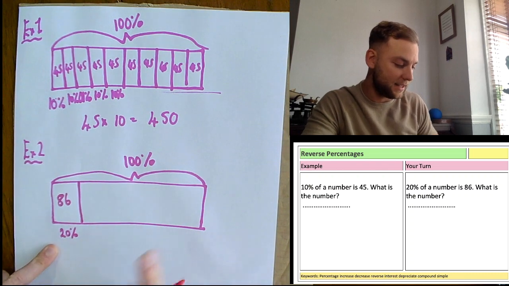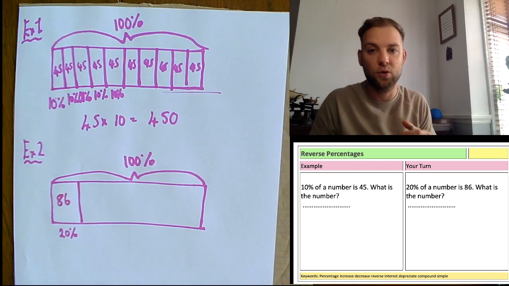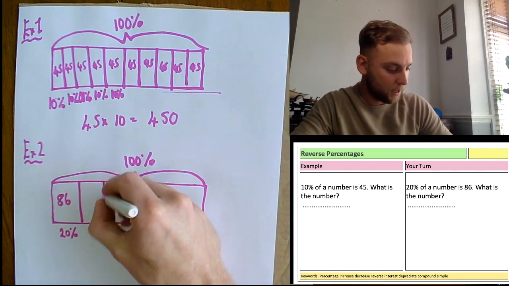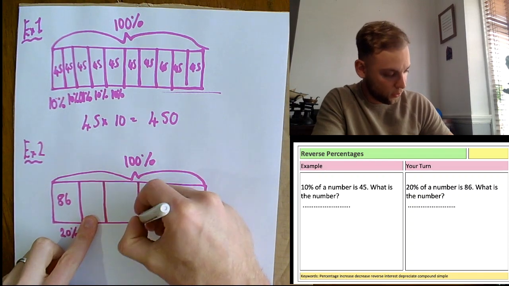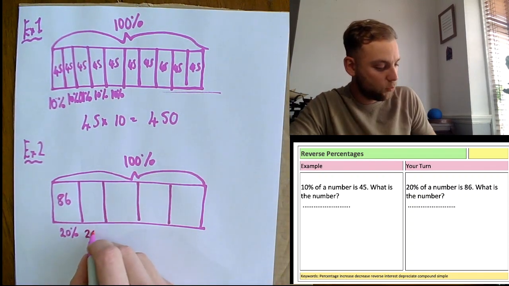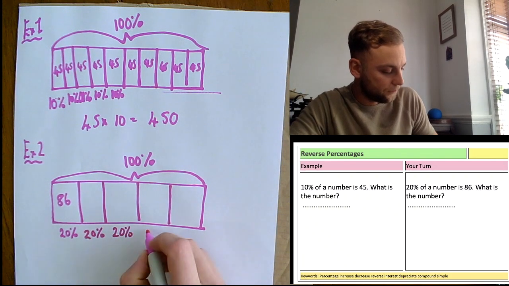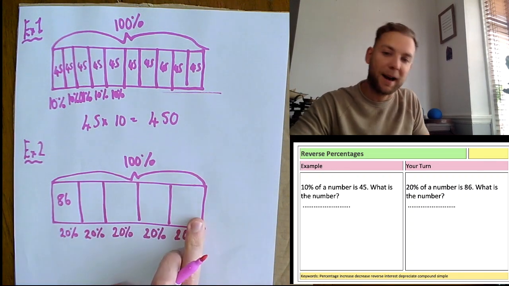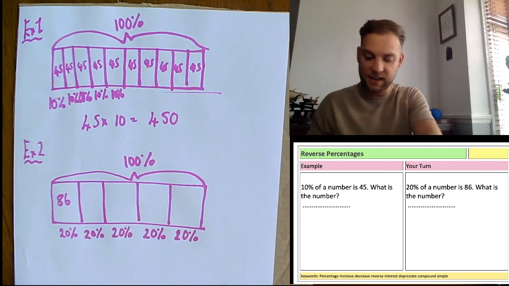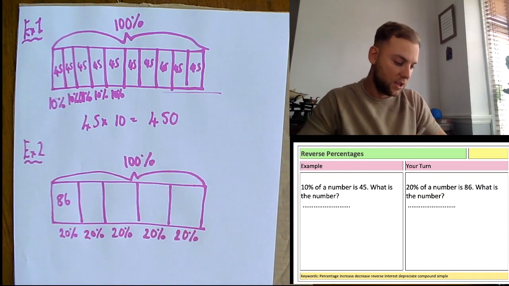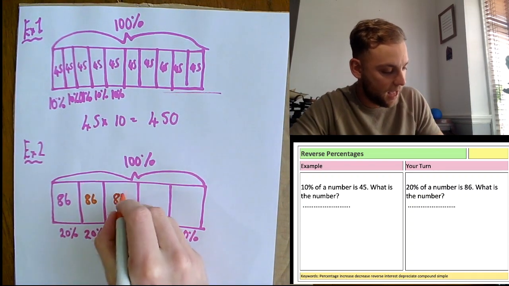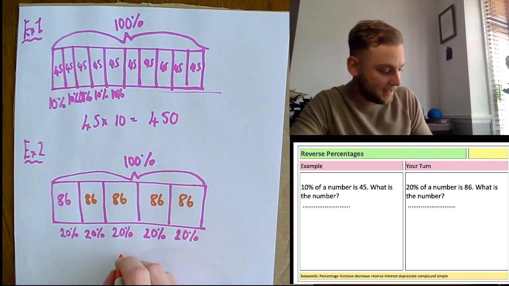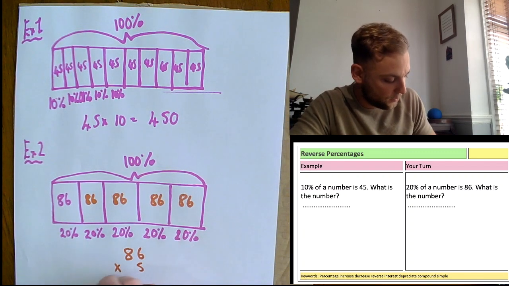Well, if we know 20% was 86, how many times does 20 actually go into 100? Well, 20 goes in 20, 40, 60, 80, 100. It goes in 5 times. So I can split my bar up into 1, 2, 3, 4, 5, and all of these would be worth 20%. So what do I need to times 86 by to get back to 100%? Well, there's going to be 86 in all of these, so it's 86 five times. Or you can just do 86 times 5, because there's 5 of them.